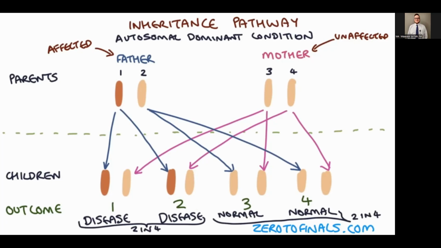So I hope this explanation has made it a lot clearer how you calculate the inheritance of these single gene diseases. If you'd like any more information or you're a bit confused, please post in the comments below.